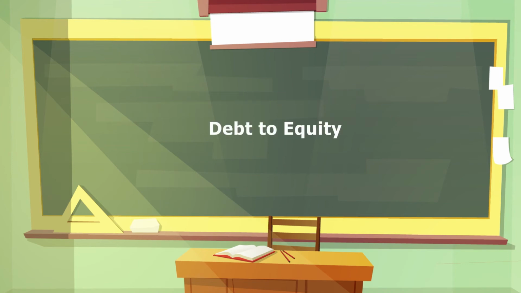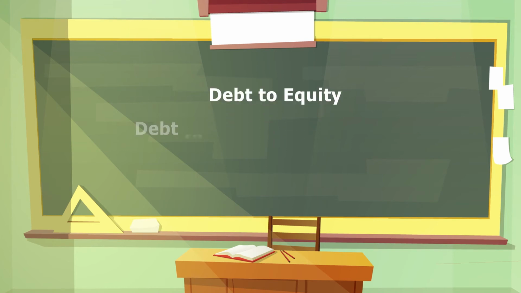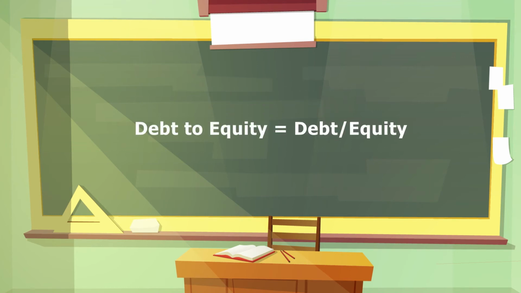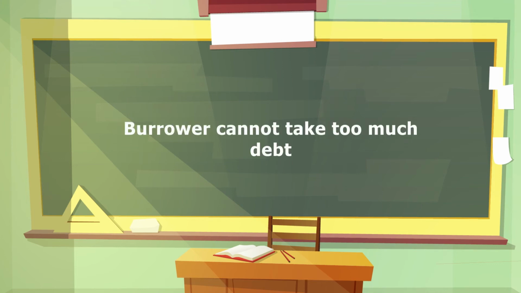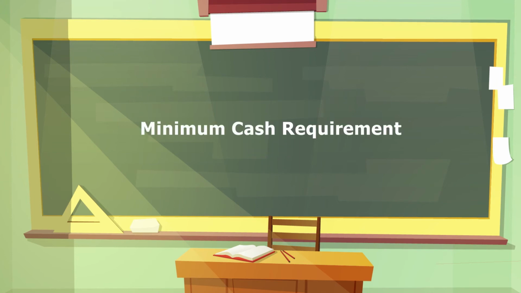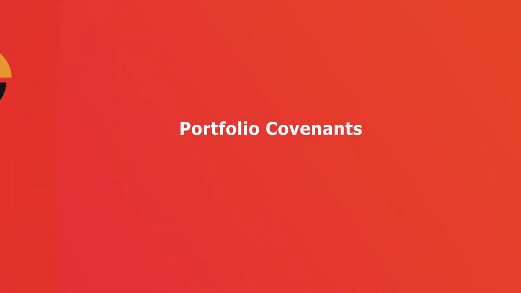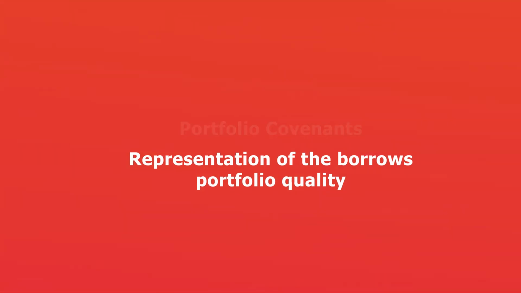Debt to equity is the ratio of a company's debt to its own equity. We calculate it by dividing company's debt by equity. Debt to equity equals debt divided by equity. This is done so the borrower cannot take too much debt that it cannot repay. Usually there is a minimum cash requirement, meaning that the company is required to have minimum amount of cash during the loan period. Portfolio covenants are the representation of the borrower's portfolio quality.